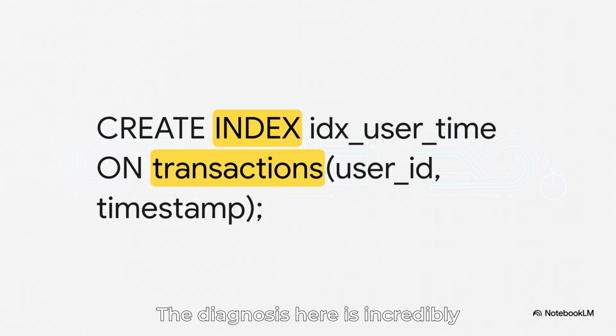The diagnosis here is incredibly clear. We're missing a composite index. So we write our fix: CREATE INDEX idx_user_time ON transactions (user_id, timestamp). We deploy this, we rerun our visual explain, and we literally watch that giant, terrifying red node instantly transform into a beautiful, efficient blue lookup node. Just like that, the database is breathing easily again.